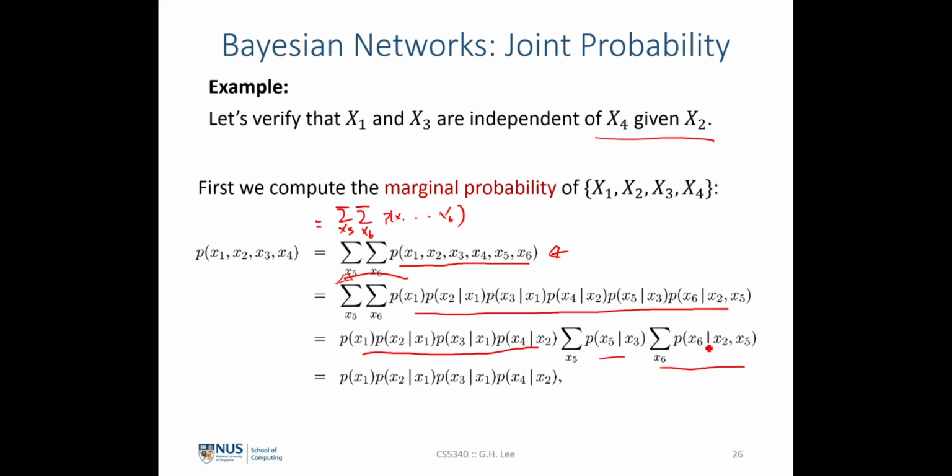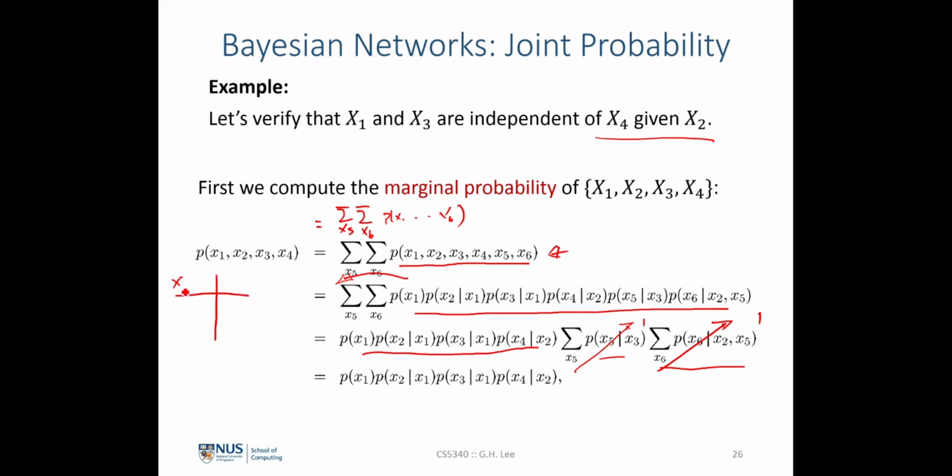We can see that the summation of x6 conditional upon x2 and x5 is going to be 1. So this term here is going to be 1, and we can remove this. Similarly, we can see that the summation of x5 conditional upon x3 is also going to be 1. So let me just briefly illustrate why this is going to be 1. Actually, this will end up being a probability of x3, where it consists of two ones over here. So let me just illustrate this.